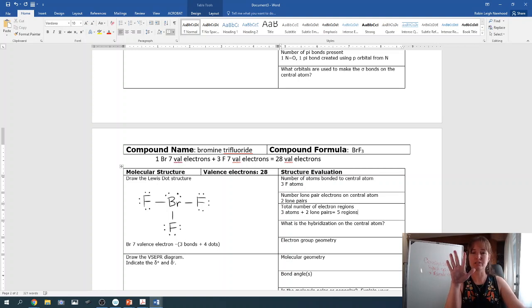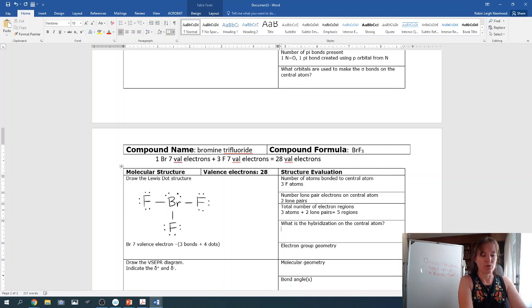So 5 regions, that's the number of hybrid orbitals that we need. And so we have to count the orbitals that are needed. So if we need 5 hybrid orbitals, hybrid orbitals are created using the regular s, p, and d.